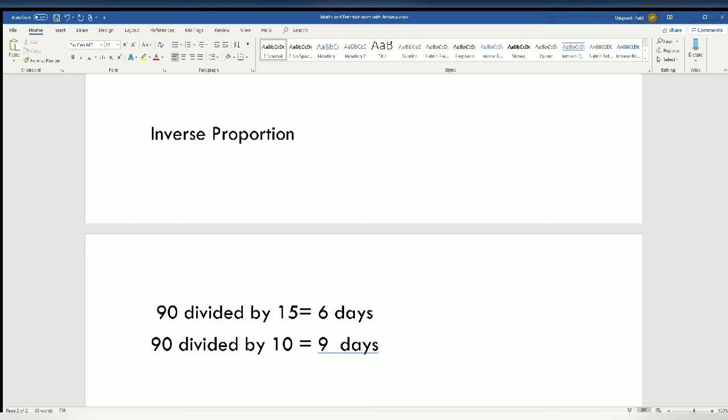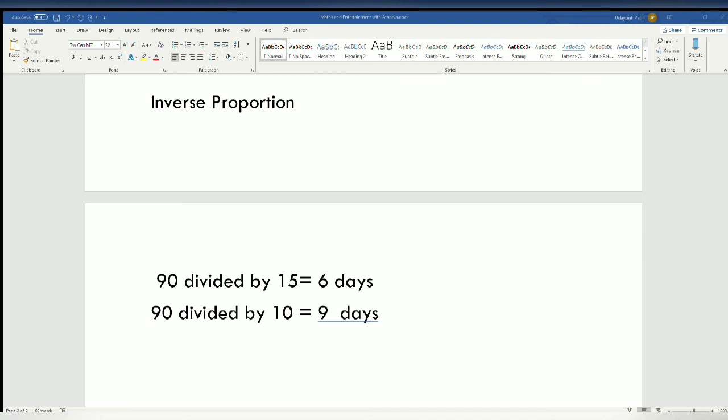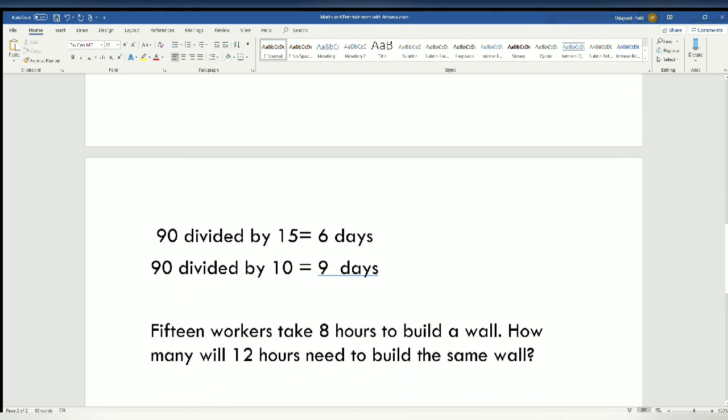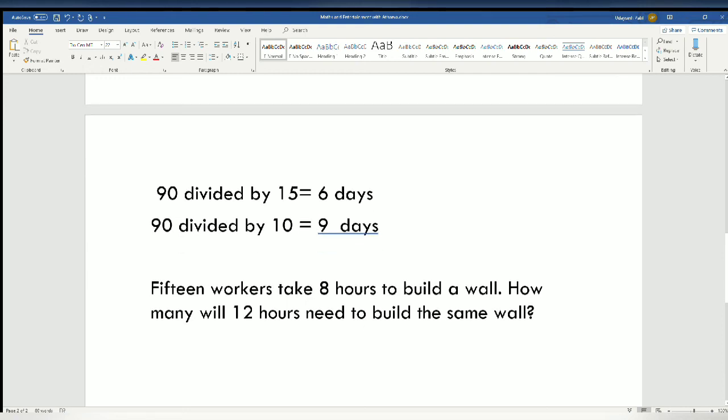Let's take another example. 15 workers take 8 hours to build a wall. How many hours will 12 workers need to build the same wall? As the number of workers increases, the number of hours decreases. The number of workers and the number of hours are in inverse proportion. The product of the number of workers and the number of hours needed to build this wall is constant. Let us use the variable x. To solve this problem, we shall use the unitary method here also.